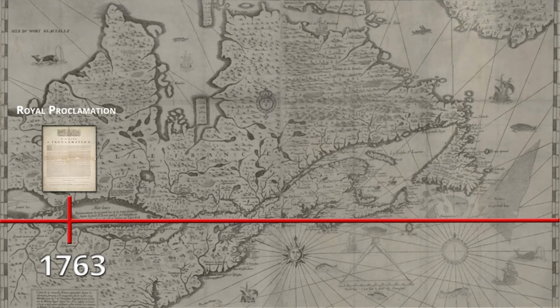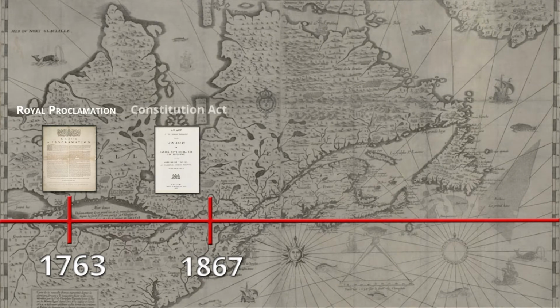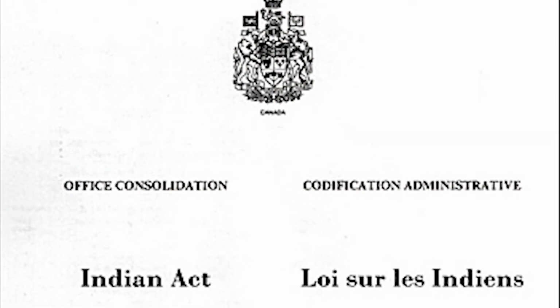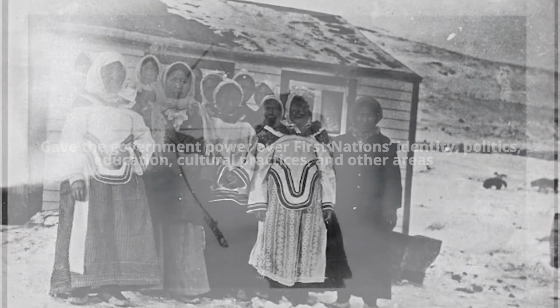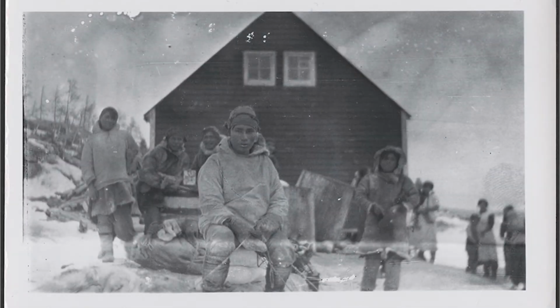Starting in the mid-1800s, a number of events impacted the government's relationship with Indigenous peoples. The Constitution Act of 1867 gave Canada exclusive legislative authority over Indigenous peoples and the land on which they lived. Also in 1867, the Canadian government put the Indian Act in place. This act only focuses on First Nations in Canada, not Inuit or Métis. It gave the government power over First Nations identity, politics, education, cultural practices, and other areas. It also codified the surrender of Aboriginal title of land in its treaties.